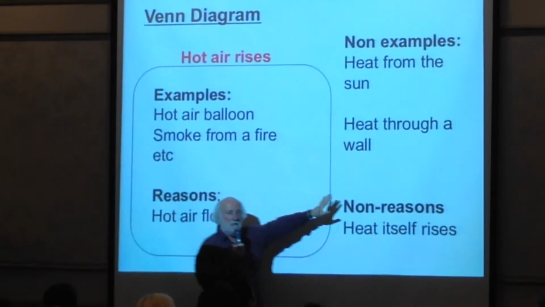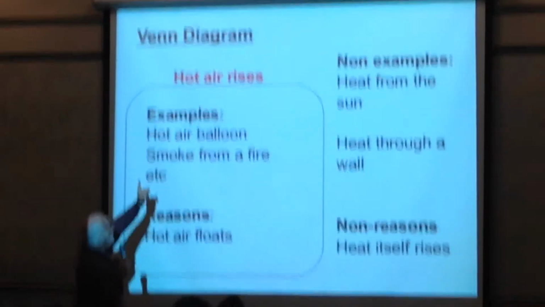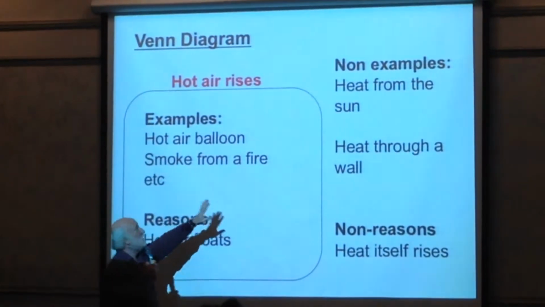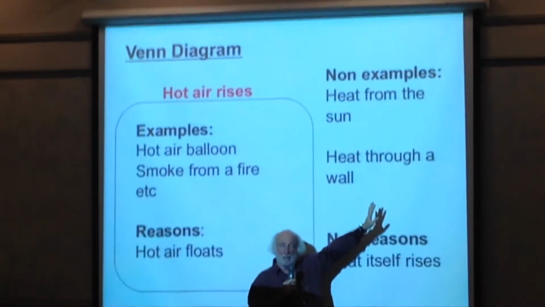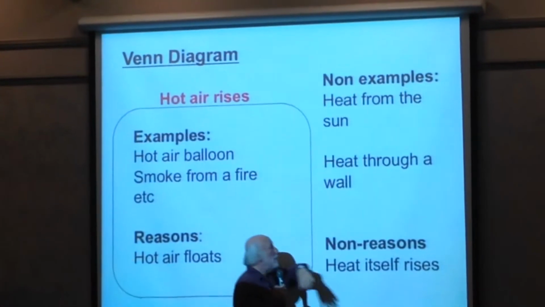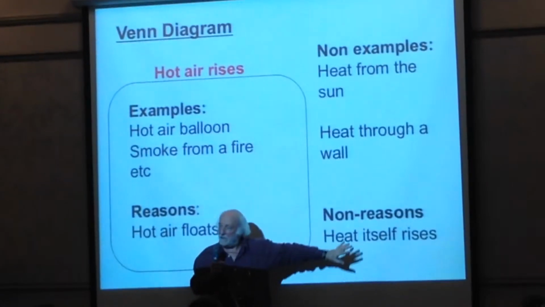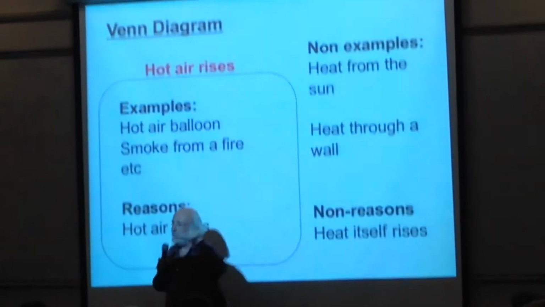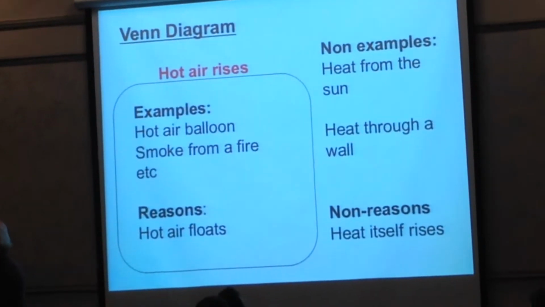Something that's not an example is outside. So this is hot air rising, and a hot air balloon is an example of that, so that's inside. But heat travelling through a wall isn't hot air rising at all, so it's outside. True statements inside, statements that are incorrect outside. So that's a Venn diagram. It's a wonderful way of capturing a concept.